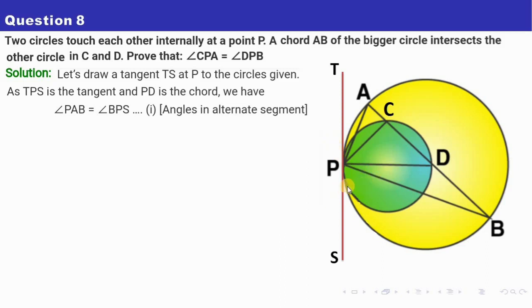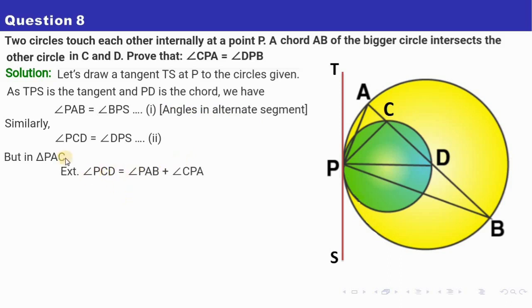So we have to go for not this segment, I am looking at the bigger circle. In the bigger circle, this PB is making angle PAB. So this PAB and this angle BPS will be equal to each other because they are angles in the alternate segment. Let me call this equation 1. Similarly, we can show that angle PCD, this angle, and angle DPS will be equal. You will be able to show this using the same technique, that they are angles in the alternate segment.